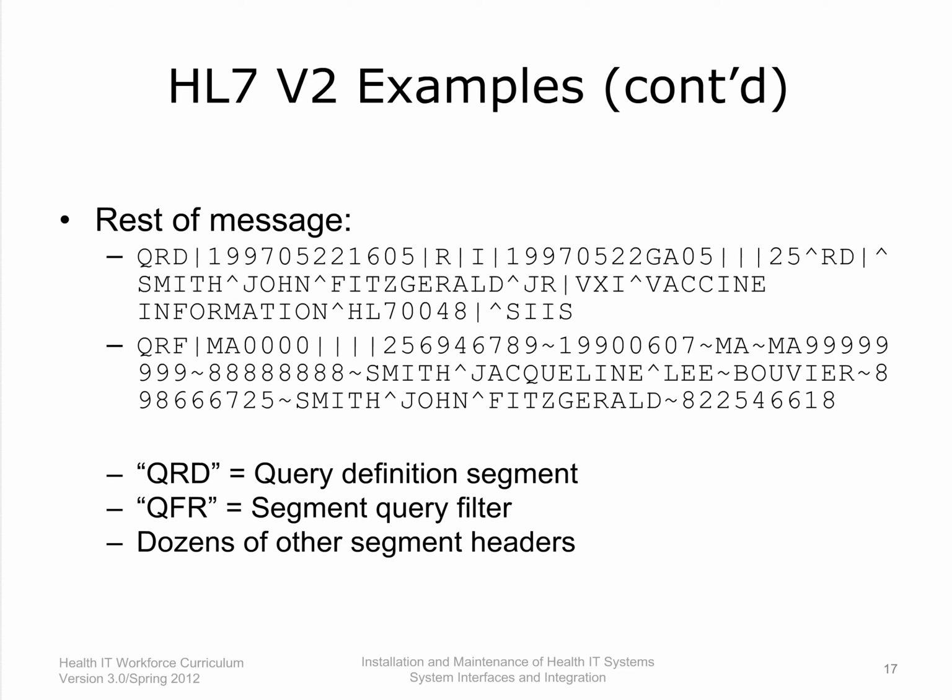Slide 17. In the subsequent lines, we can learn various characteristics of the query. These two lines start with the codes QRD and QRF. The code QRD tells us this is a query definition segment. After the first pipe, the second field contains the date and time on which the query was made. A later field tells us the subject's name is John Fitzgerald Smith, and so on across several other fields.